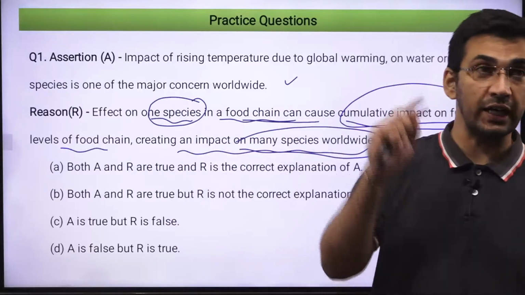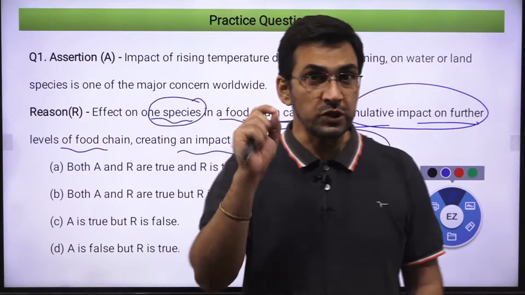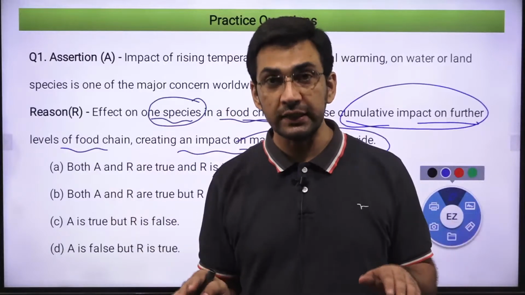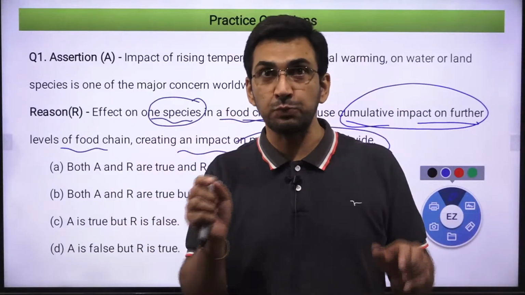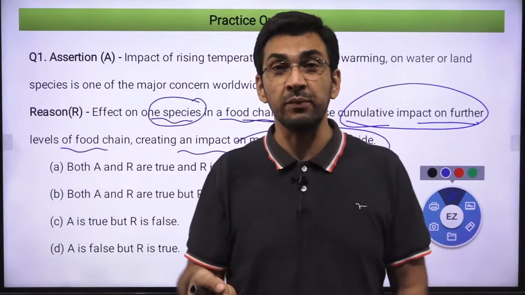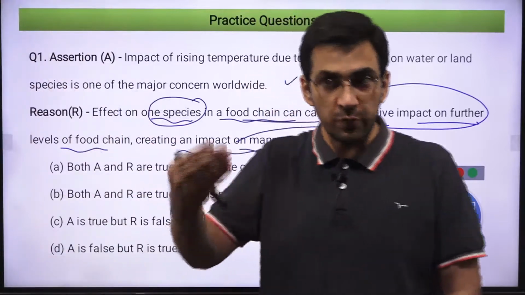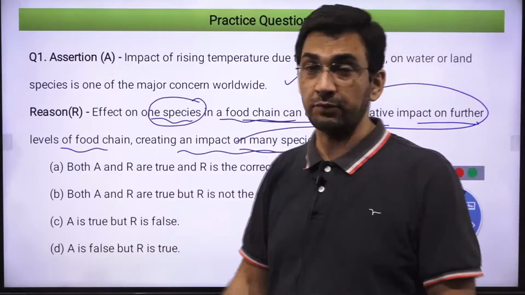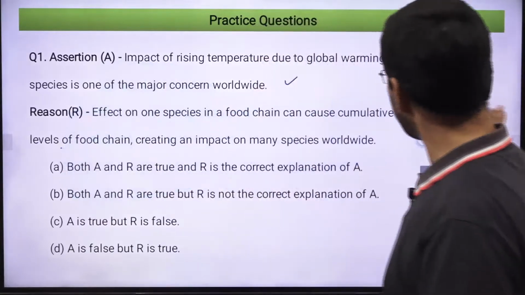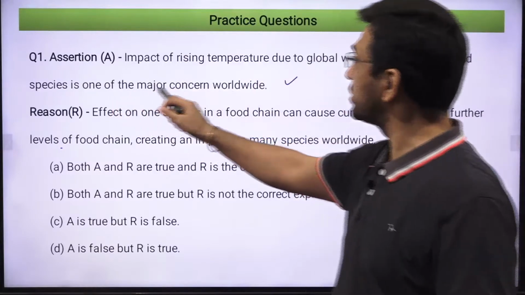I think I have taken a question earlier on keystone species, where if that species is a key species, then the whole ecosystem will be destabilized very easily, very early. But even if the species is not a keystone species, and we remove any species from the ecosystem, definitely it is going to have a cumulative effect over a period of time on the other species also, which may not be visible in the near future so easily. Sometimes this happens. So definitely this statement is also correct. Now see whether this is the correct explanation. Impact of rising temperature due to global warming on water or land species is one of the major concerns.